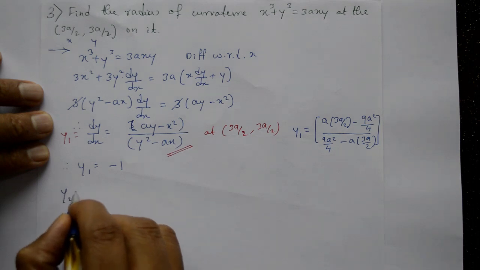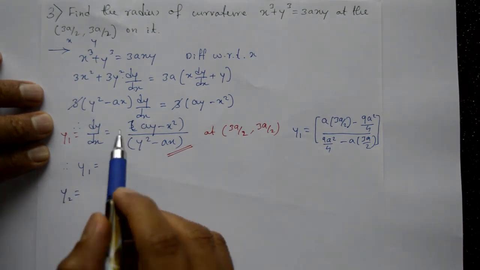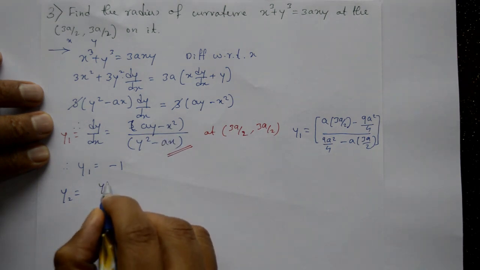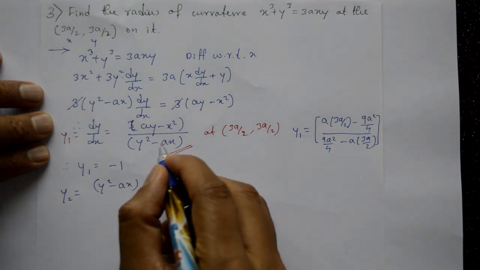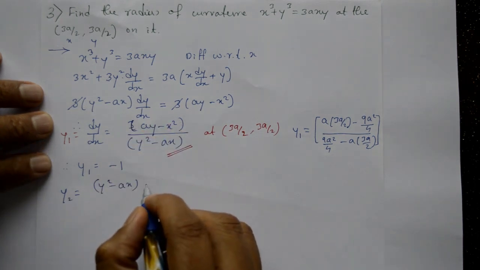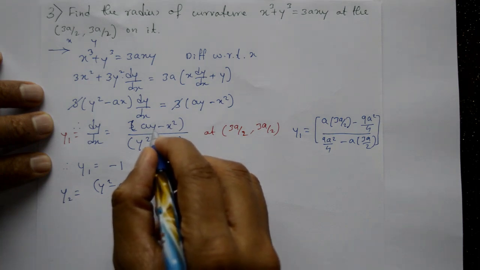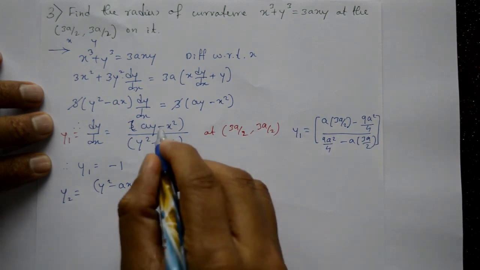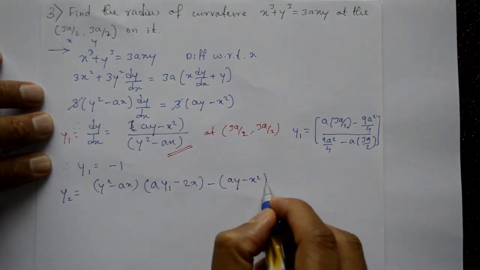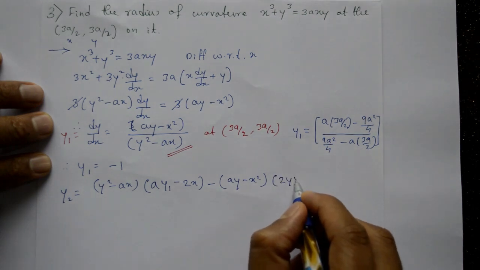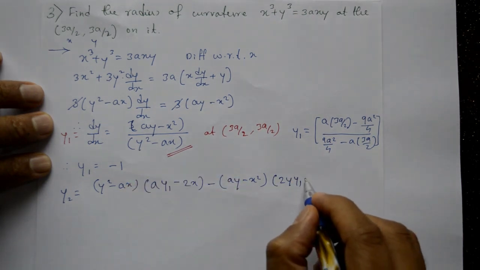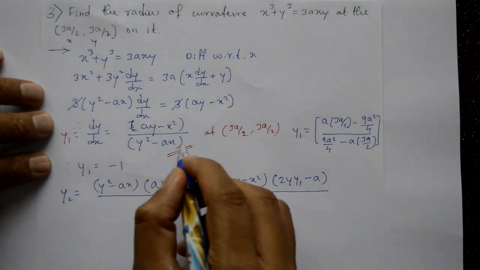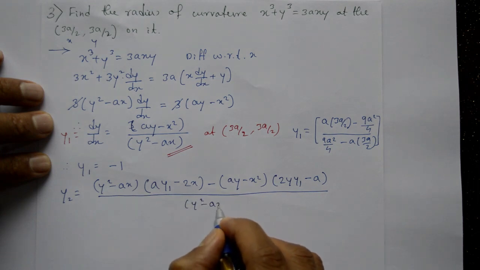Now go to y2. Y2 is equal to, don't differentiate this one, differentiate this one using the quotient rule, u by v. Y square minus ax, this bracket as it is, differentiate the numerator: a is a constant, again differentiate, you get y1 minus 2x, minus sign. This bracket is as it is, differentiate this one: 2y y1, y is a function of x, minus a, divided by v square, that is y square minus ax whole square.